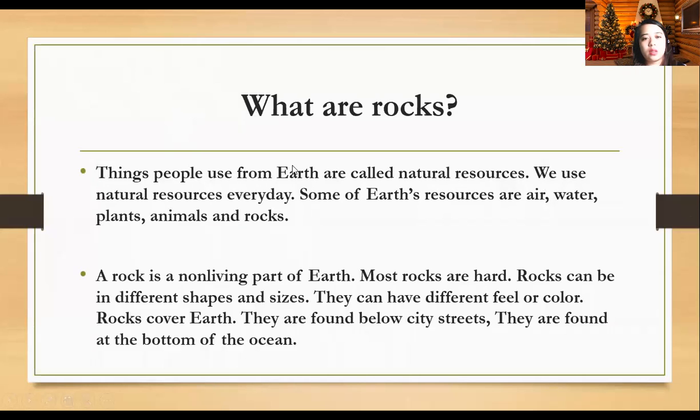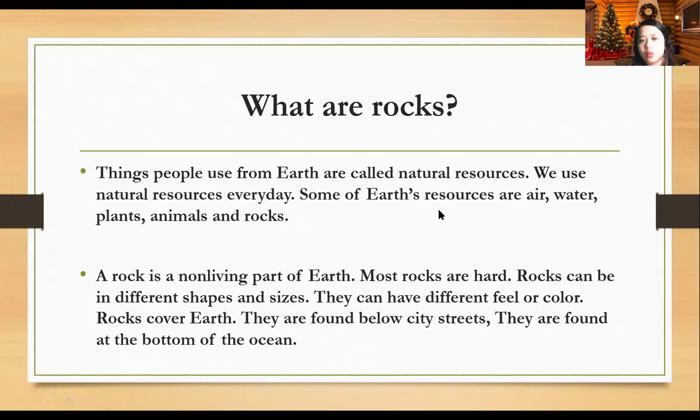Things people use from Earth are called natural resources, right? The things that we use, for example, to build a house or a table, come from the natural resources that we have. Wait, building a table can use rocks? I thought it's only wood. Yes, we can actually use a marble table. It's actually heavy. A rock table really exists.